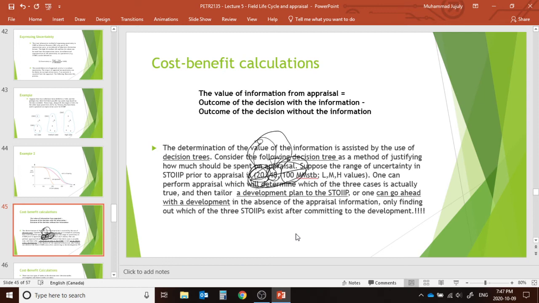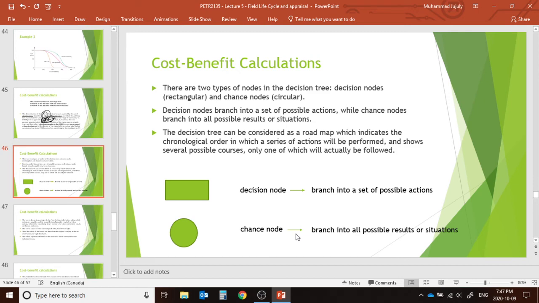Let's see that. Before starting the cost benefit calculation of the given problem, we'll talk about how we actually do the problem solving.